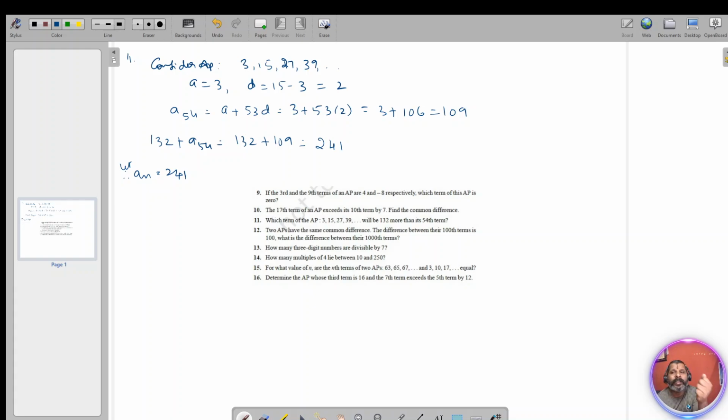We want to know which term, means n we have to find here. Therefore, put the formula. an is equal to a plus n minus 1 into d. an is 241. A we know 3. n we don't know, we want to calculate it. d is 2. So 241 minus 3 is 238 equal to n minus 1 into 2.